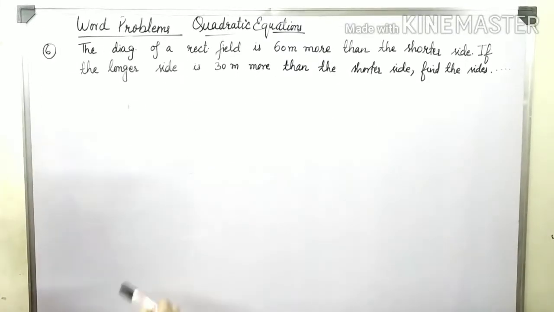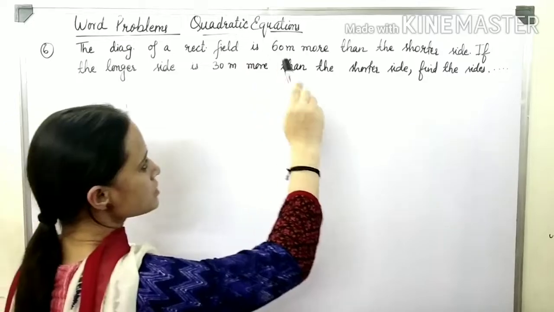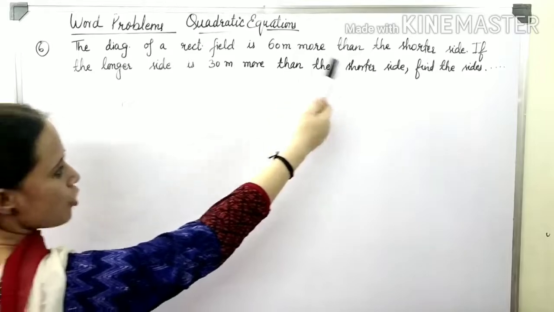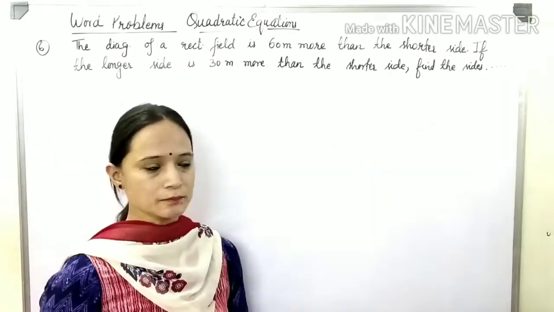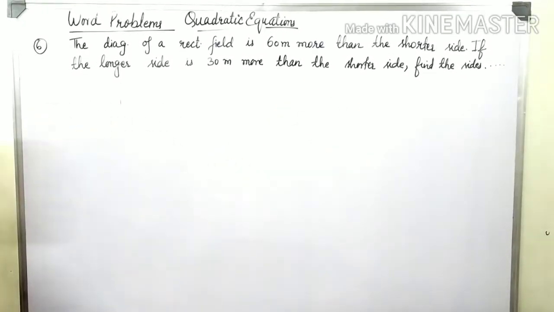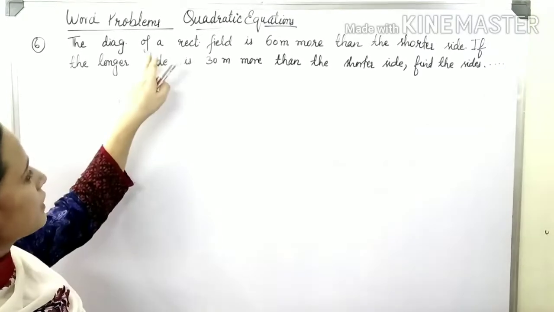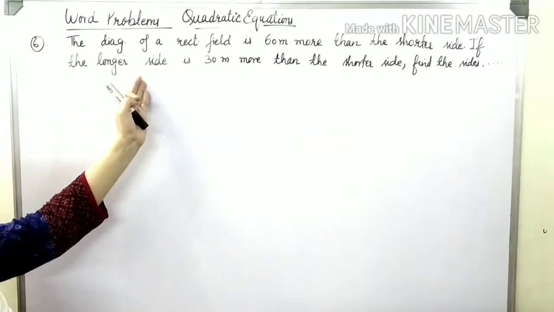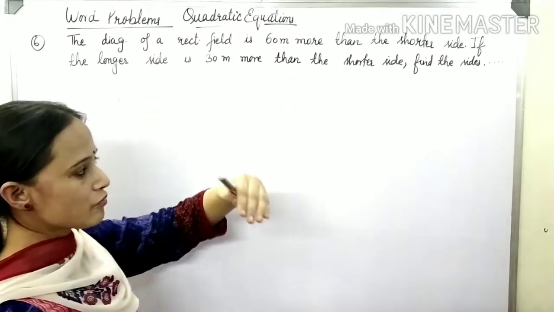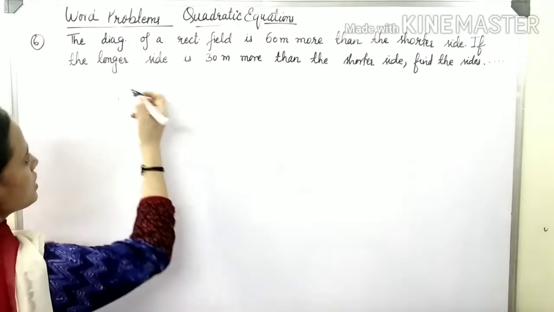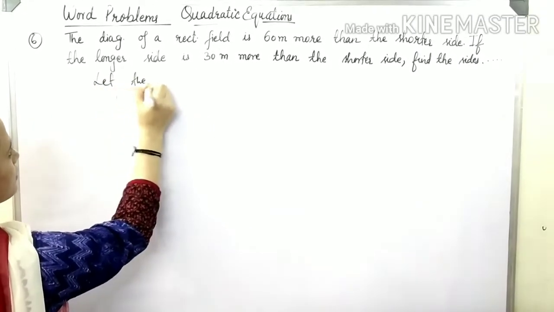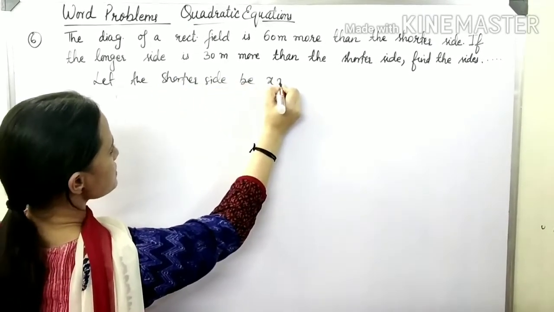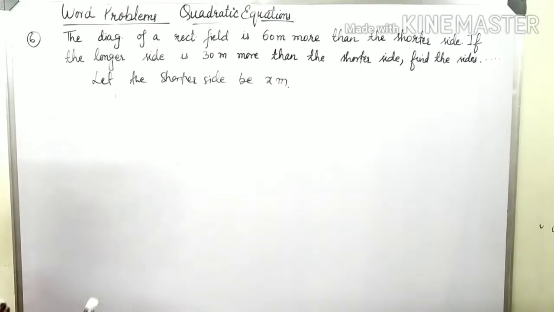Question number 6: the diagonal of a rectangular field is 60 meters more than the shorter side. If the longer side is 30 meters more than the shorter side, then we have to find the sides of the rectangular field. You can see here that the diagonal depends on the shorter side and the longer side also depends on the shorter side. So we'll have to assume the shorter side of the rectangular field. So let the shorter side be x meters. Fine. Let us draw the figure.